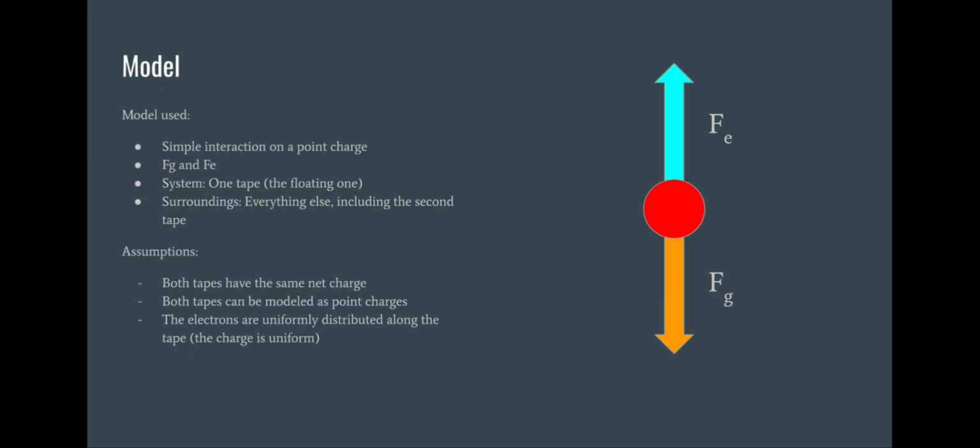We will be using a simplified model for this experiment in which each tape is represented by a point charge with the force F of g and F electric on them. The system would just be the singular tape, the floating one, and the surroundings is every other object including the second tape. The assumptions we've made are that both tapes have the same net charge, both tapes can be modeled as point charges, and the electrons are uniformly distributed along the tape.